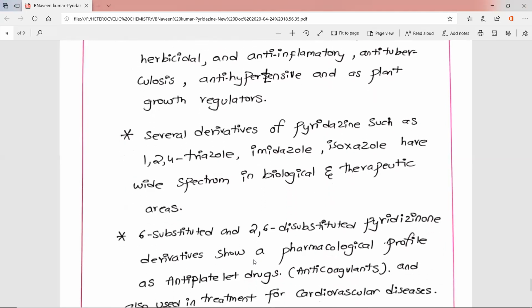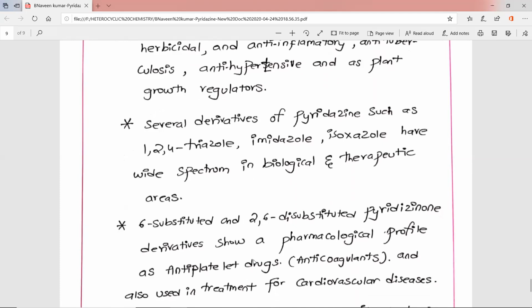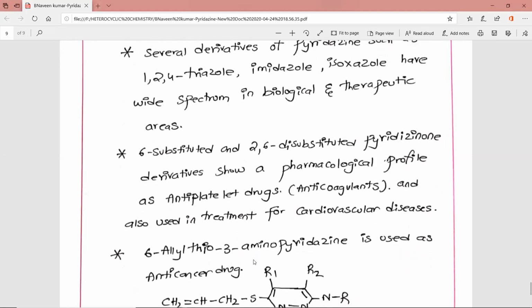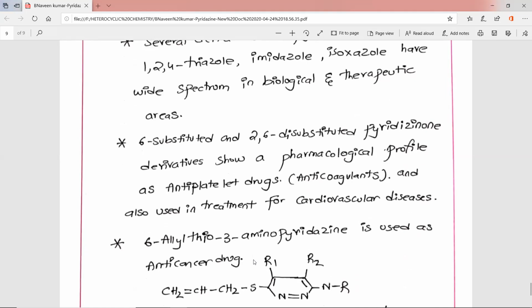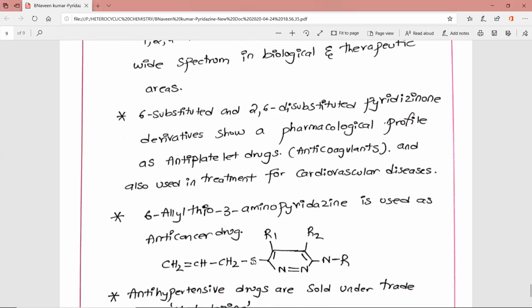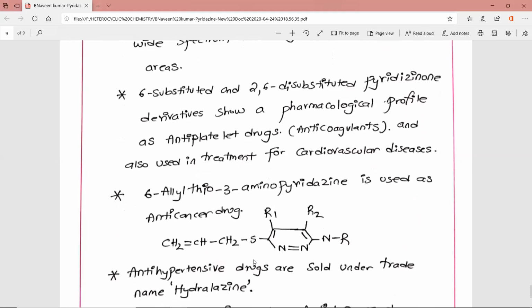Several derivatives of pyridazine, such as 1,2,4-triazole, imidazole, and isoxazole, have a wide spectrum in biological and therapeutic areas. So 6-substituted and 2,6-disubstituted pyridazine derivatives show a pharmacological profile as antiplatelet drugs. Antiplatelet drugs are anticoagulants and are also used in the treatment of cardiovascular diseases.